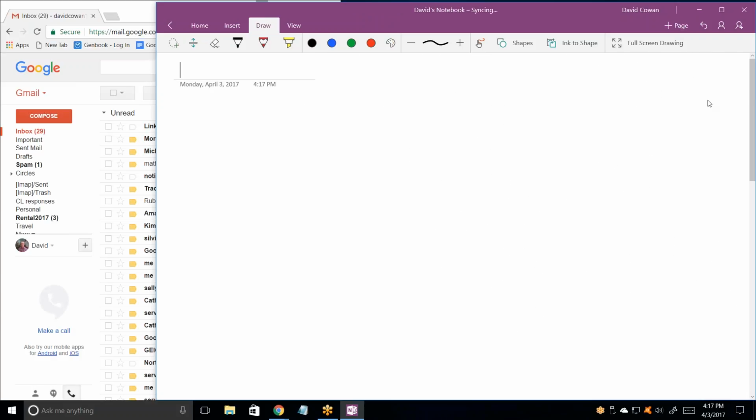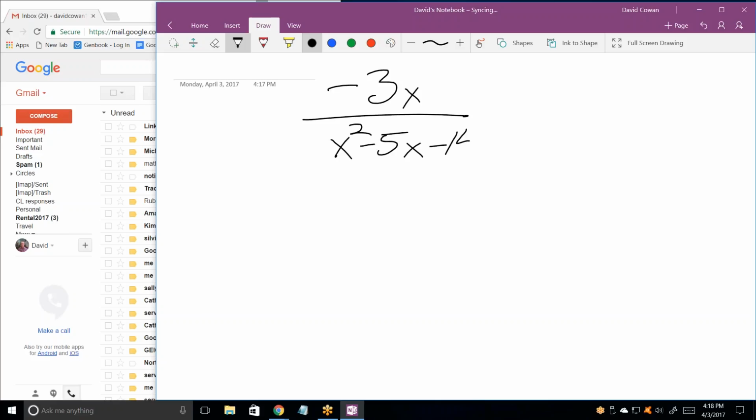Let's do negative 3x over x squared minus 5x minus 14, and then minus x minus 1 over x squared minus 4. Again, when I see a quadratic in the lower left denominator and a difference of perfect squares in the lower right denominator, I know it's a factoring problem.